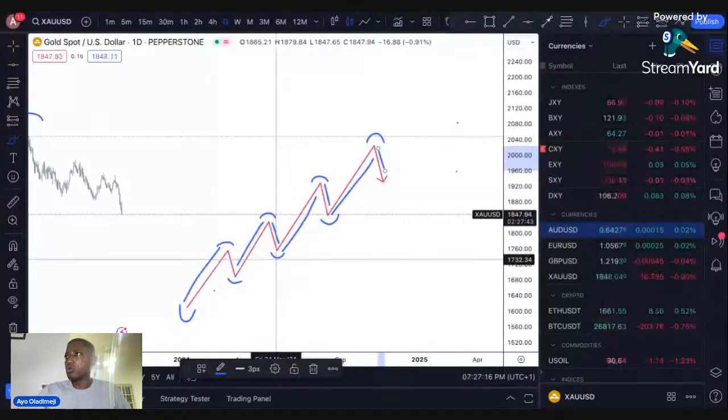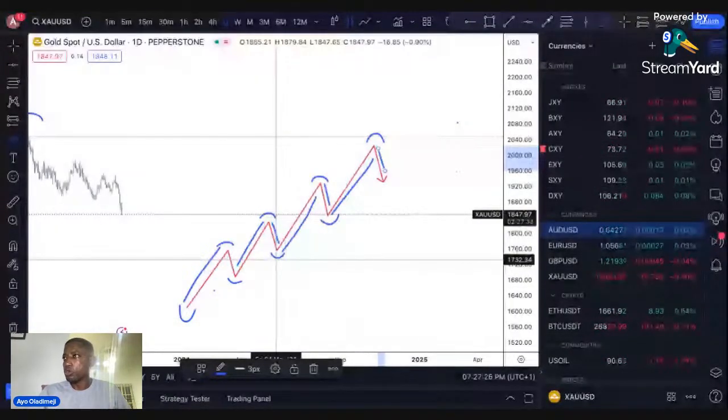The trend of the market over a period of time is upward. Okay, that's what it means. Over a period of time, the trend is upward.